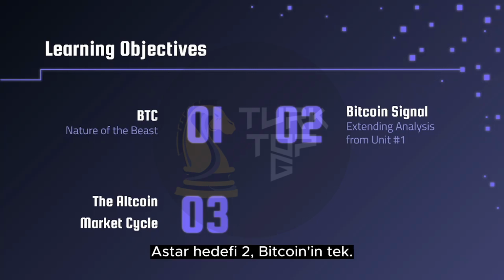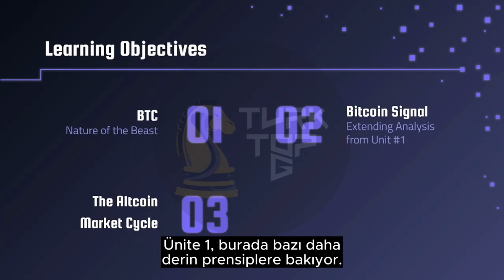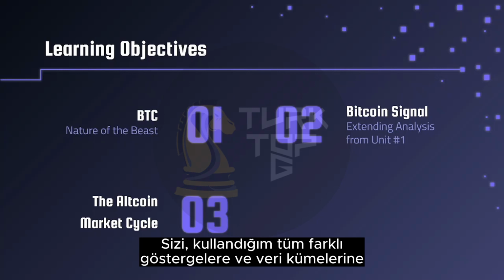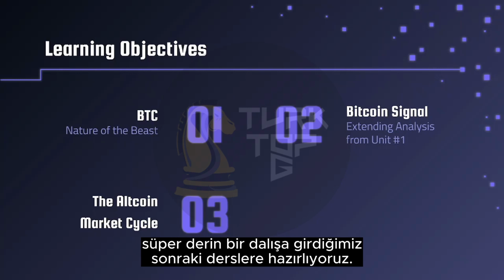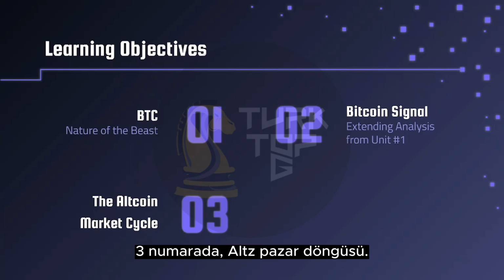Learning objective 2, Bitcoin signal. We're going to be extending some analysis from Unit 1 and looking at some deeper principles here, preparing you for further lectures where we go into a super deep dive onto all the different indicators and data sets I use. And number 3, the altcoin market cycle.